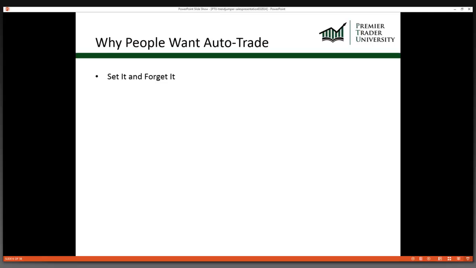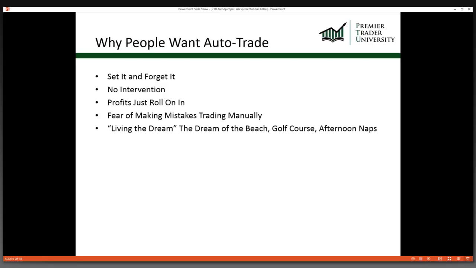Now, why do people want to auto trade? Well, set it and forget it is awfully cool, right? No intervention, boy, that sounds really lovely. The profits just roll on in, right? That's kind of living the dream. A lot of traders are fearful of making mistakes if they are in control, and they kind of beat themselves up. Maybe you've done this when you make a mistake. Truly, you've seen all the marketing, the pictures of the guy on the laptop on the beach, living the dream. We got one of our guys here, Brian, joining us basically from the beach, so you would think we should be taking pictures of him trading from the beach, but that's always the dream.